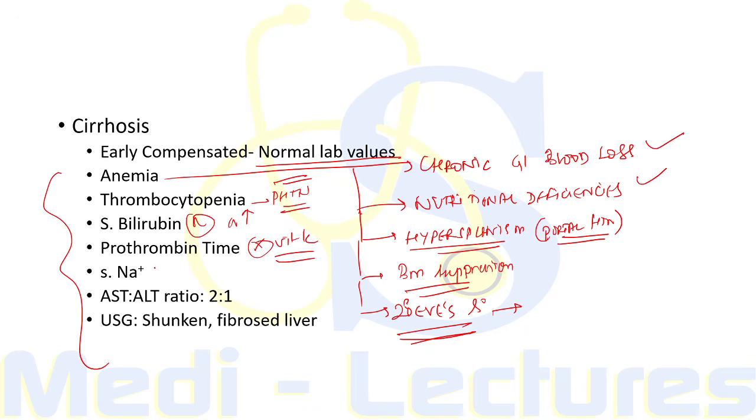Serum sodium can be normal, but if the patient is developing ascites, there can be hyponatremia associated with hypervolemia. Now, the AST:ALT ratio we have discussed is 2:1, and on USG there will be a shrunken and fibrosed liver in the late stages of cirrhosis.